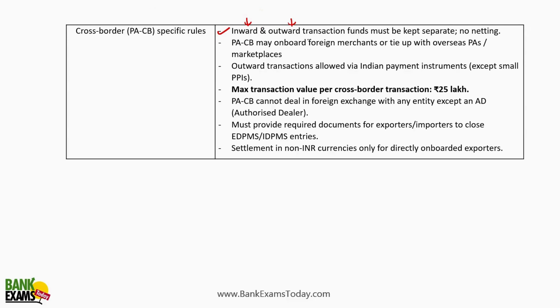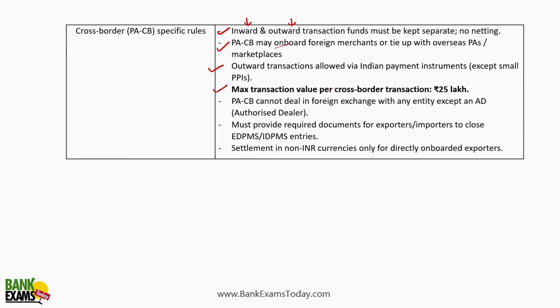So a cross-border payment aggregator may onboard foreign merchants or tie up with an overseas payment aggregator marketplace. So foreign merchants can be onboarded. For example, Razorpay being an Indian company, they can onboard US merchants, or from anywhere around the world, right? Outward transactions are allowed via Indian payment instruments only. Whatever payments are going out of India, they should be via Indian payment instruments. If an Indian is making a payment, that should be made via an Indian payment instrument.